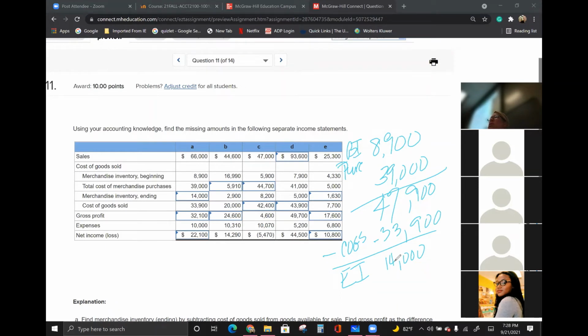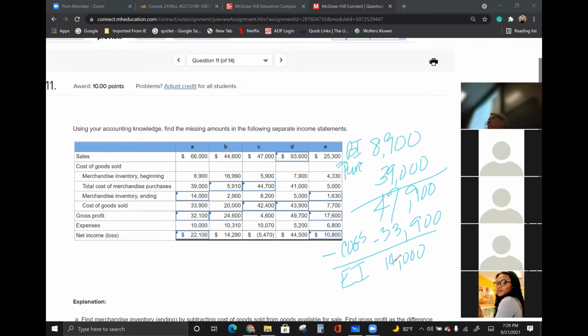So it's beginning inventory plus purchases equals cost of goods available. That's the gross profit one. I got the beginning inventory plus purchases. That gives you what's available. Okay, so that beginning inventory plus purchases equals what's available.